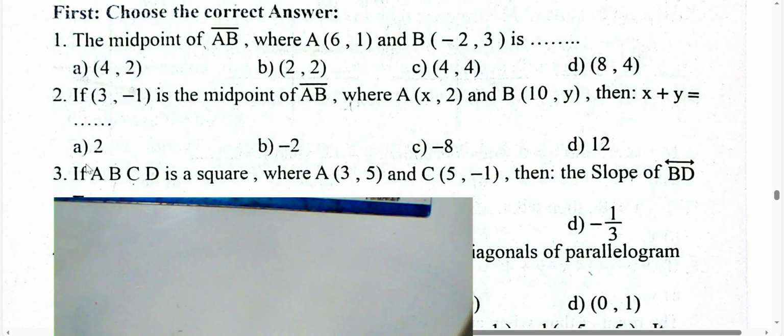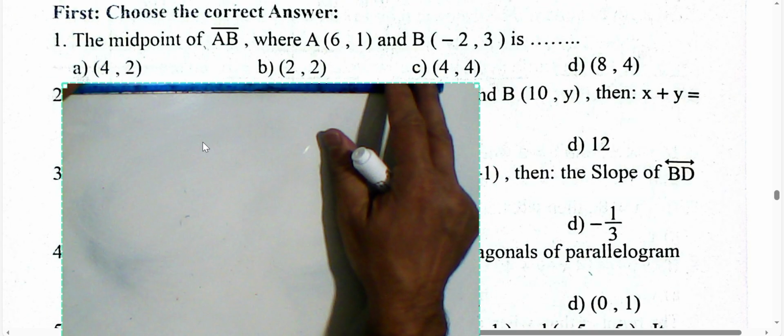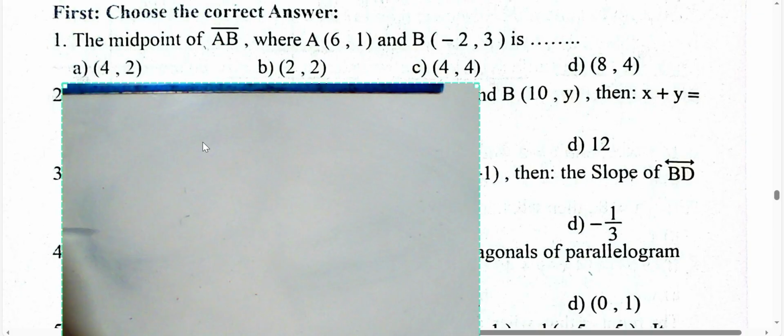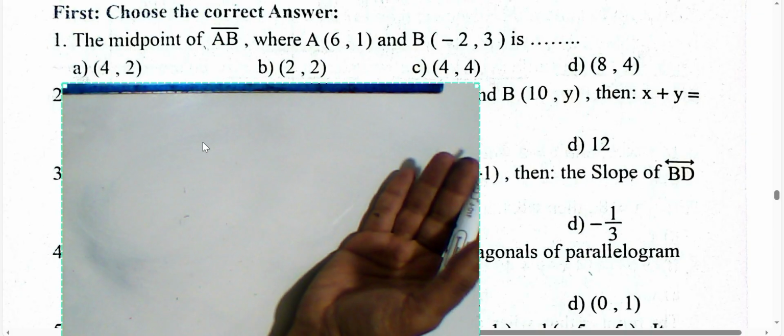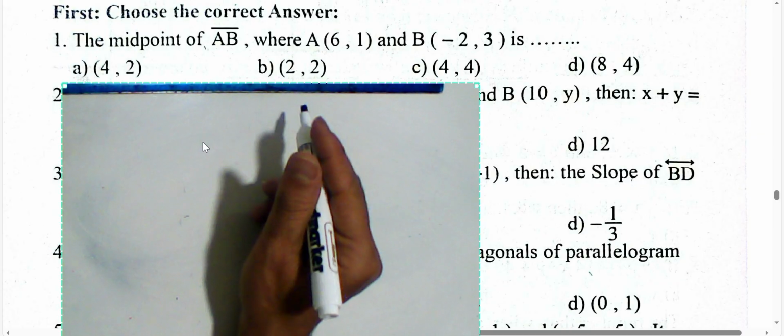Next question. First, the midpoint between A and B, what will it be? We have A equals (6, 1), B equals (-2, 3), and then the midpoint. We can write the midpoint here in geometry. This is a question of geometry, okay?